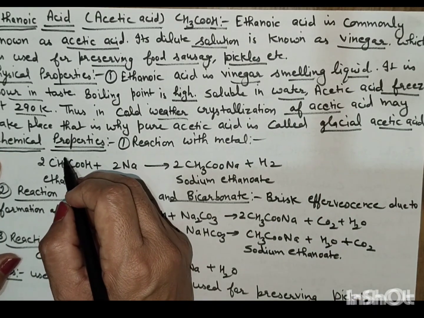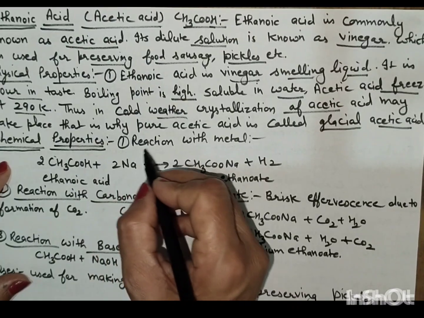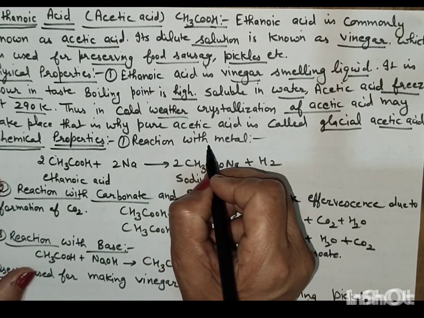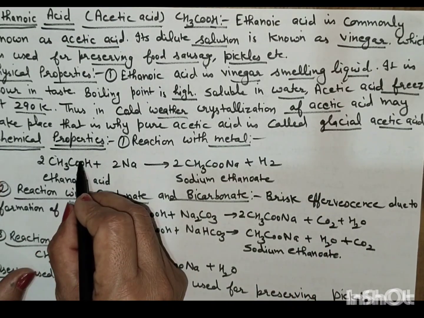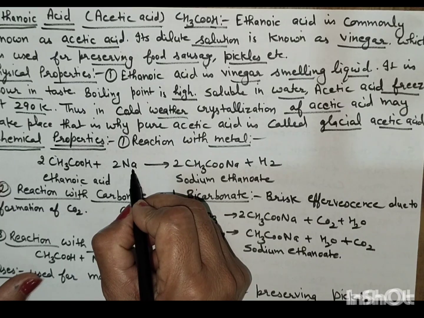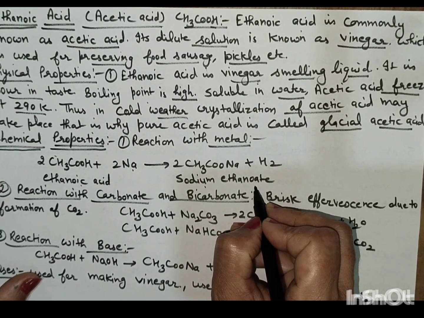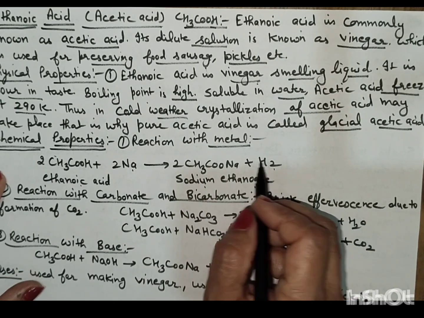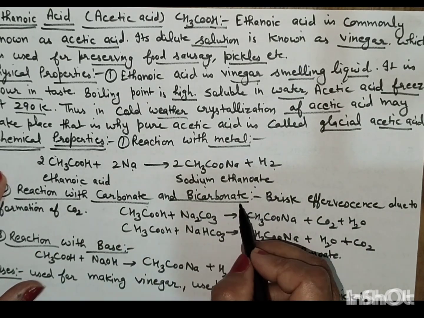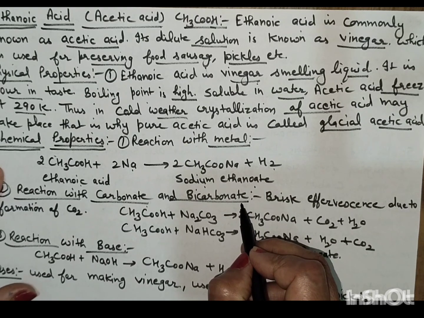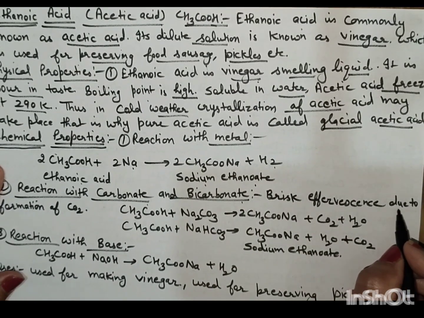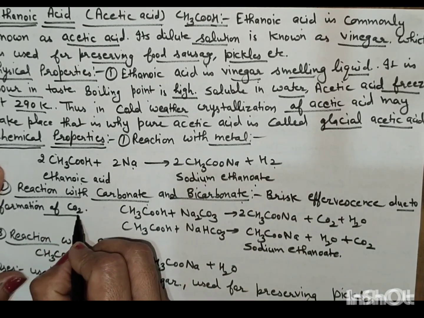Now, what are the chemical properties of ethanoic acid? Reaction with metal. When ethanoic acid reacts with a metal such as sodium, it forms sodium ethanoate and hydrogen gas is released. Reaction with carbonate and bicarbonate. Brisk effervescence is formed due to the formation of CO2.